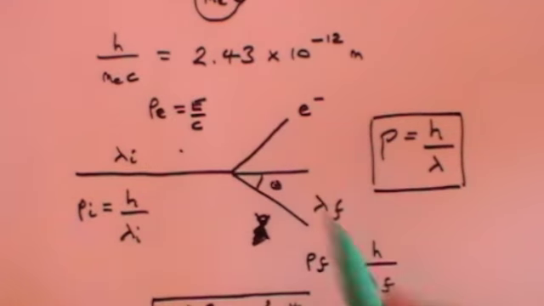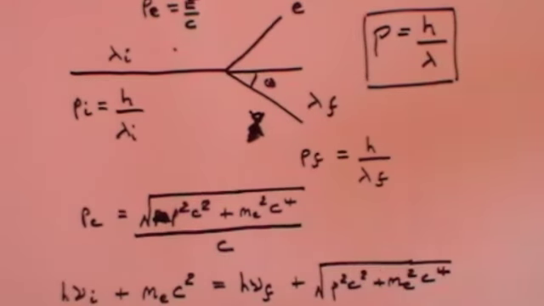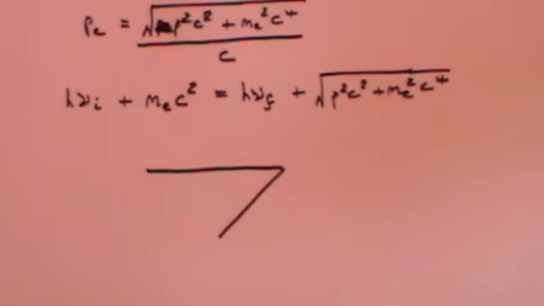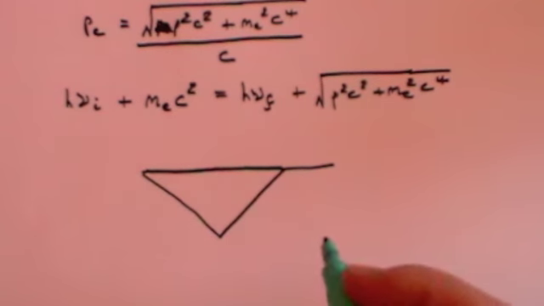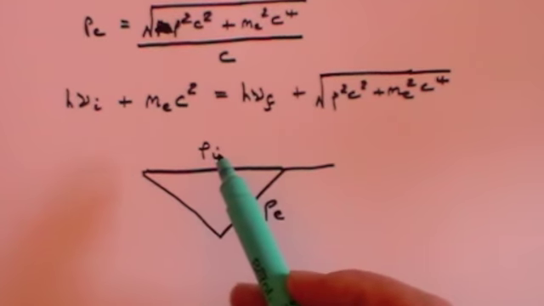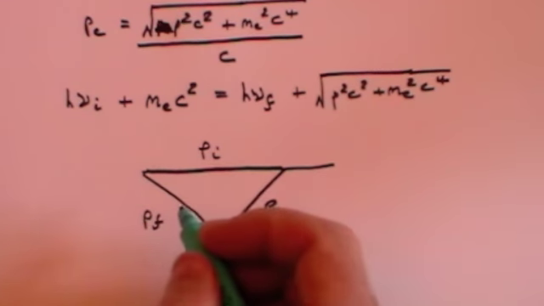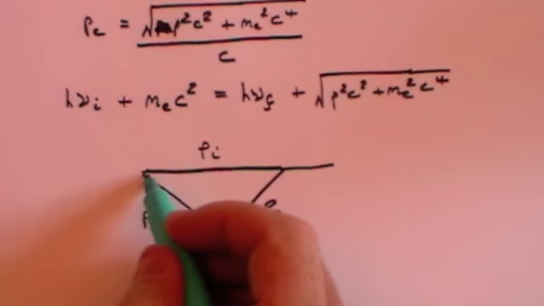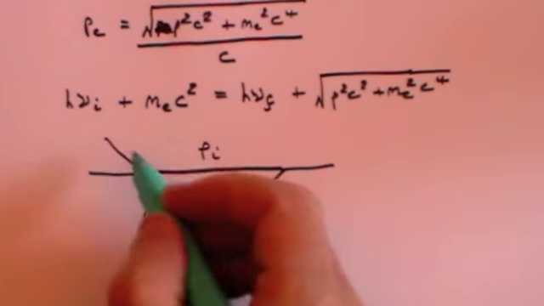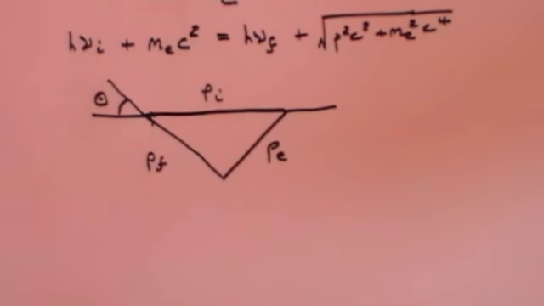The electron's momentum looks like this, and the emerging photon's momentum looks like this. Well, let's just label them first. This is the incident photon's momentum. This is the emerging electron's momentum. And this is the emerging photon's momentum. And of course, if we extend these two here, this angle here is theta. Now we can employ the cosine rule.